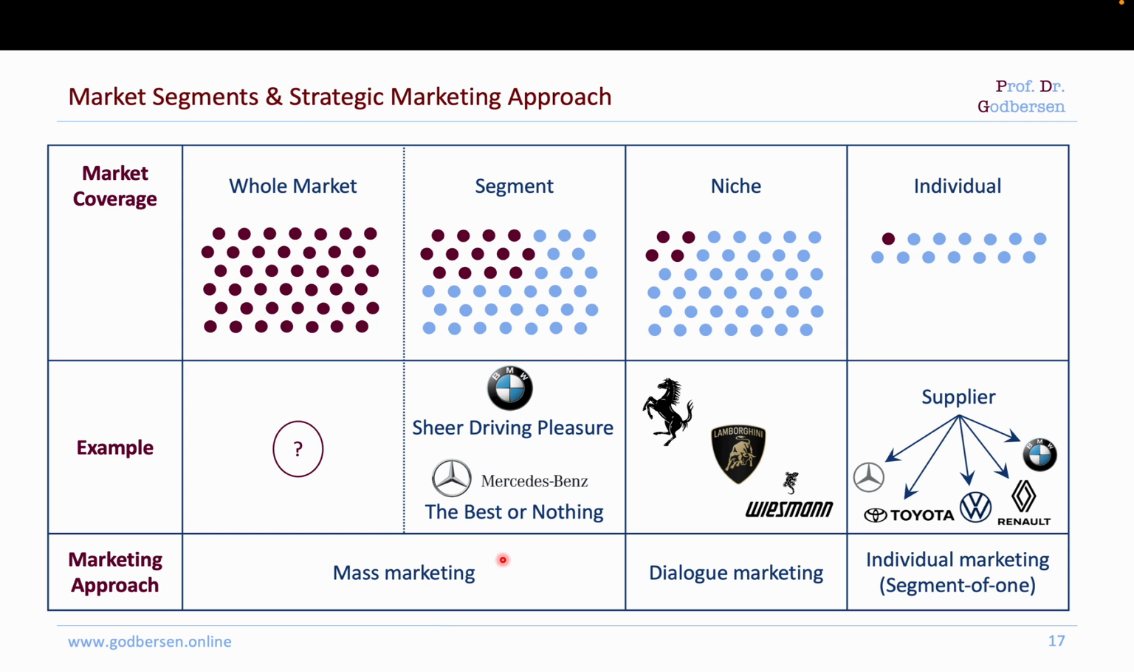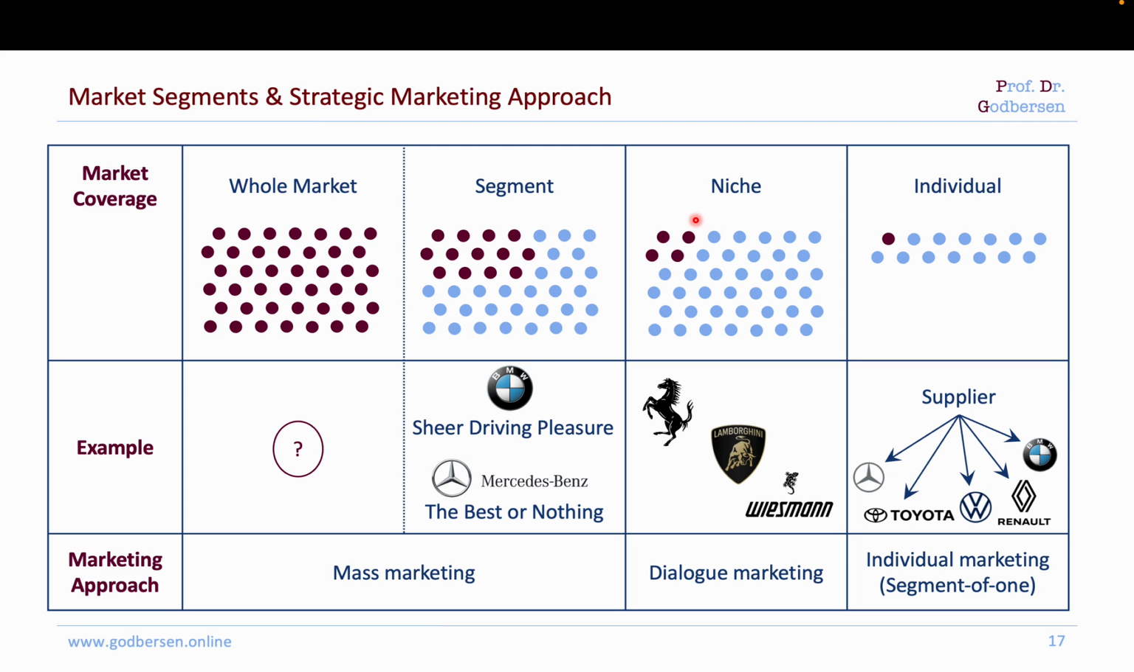normally, not exclusively, leads to mass marketing. Examples are a commercial on the telly, an ad in a magazine. That all makes sense to reach a broad audience. If your market segment is very small, you would call it a niche.